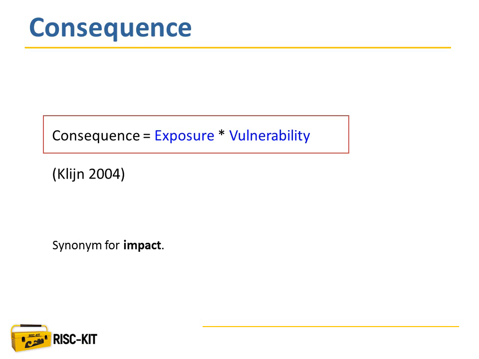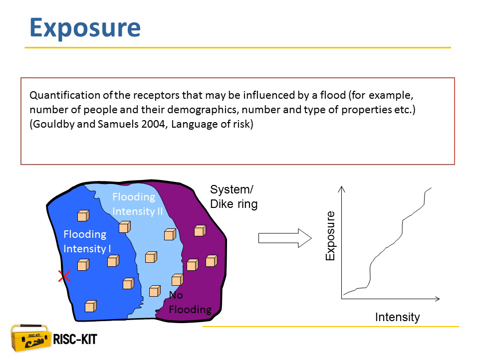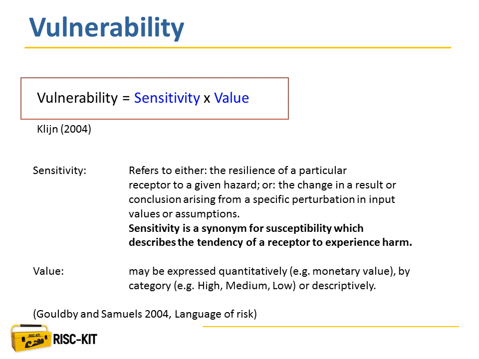On the other hand, we have the consequences or impacts. And we use the definition by Klein, which breaks consequences down further into exposure and vulnerability. Exposure is the quantification of the receptors that may be susceptible to a harm. Like I said before, this could be a number of people, type of properties, etc. Each of these receptors can be exposed to the hazard, and each of these receptors has a certain vulnerability. And the vulnerability can be further broken down into sensitivity and value, again using the definition by Klein.